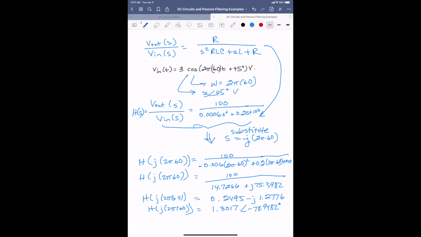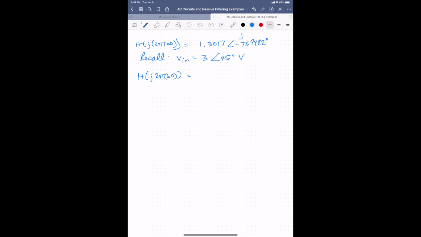Now, at this point, I know this seems like a lot of convoluted work, but we have H at a particular frequency. Recall, of course, that Vin was equal to 3 at an angle of positive 45 degrees volts. So H of j2π60 will be equal to, just a reminder, Vout over Vin at the same exact frequency.